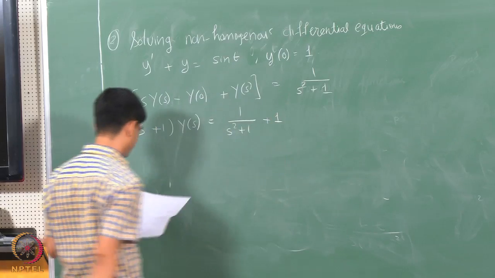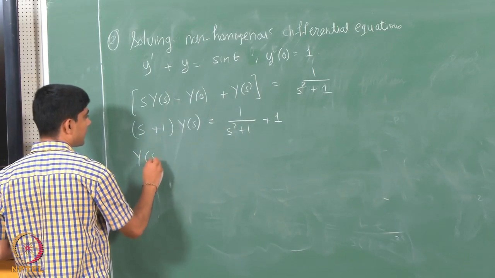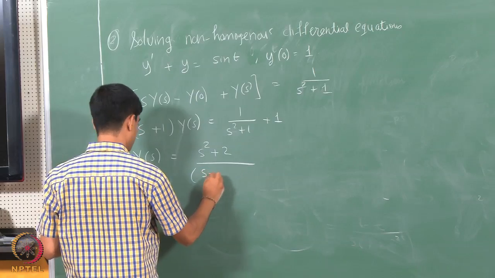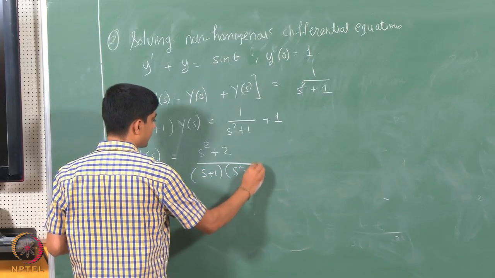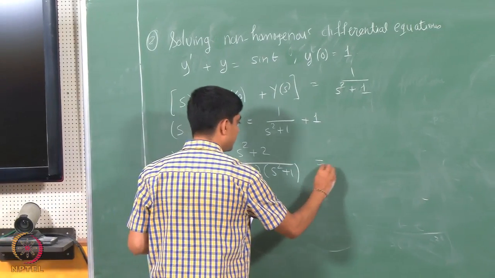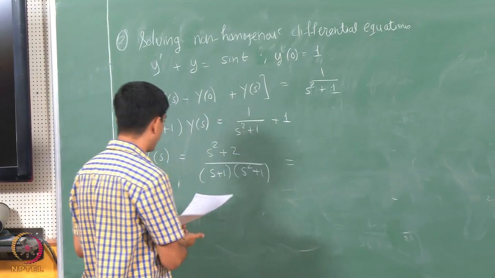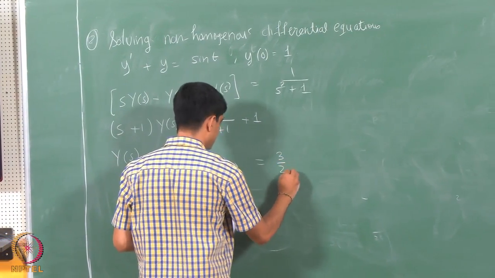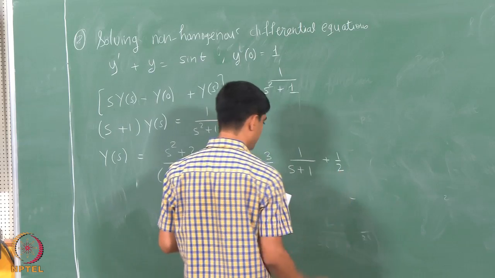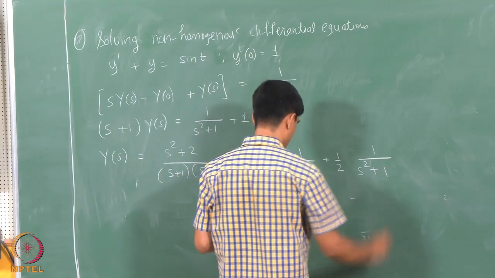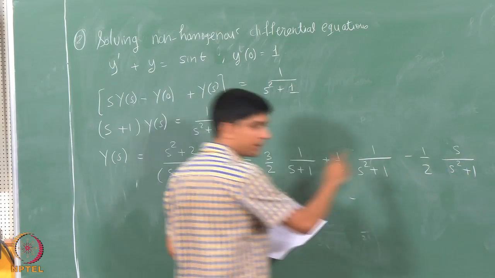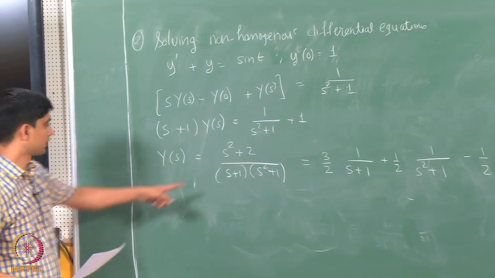I will just take this guy here, and this would give me y of s is s square plus 2 over s plus 1 times s square plus 1, right, just rearranging terms. Okay. So, I can rewrite this as 3 over 2 times 1 over s plus 1, plus 1 over 2 times s over s square plus 1, minus 1 over 2 times 1 over s square plus 1. And this is just by applying the method of partial fractions.